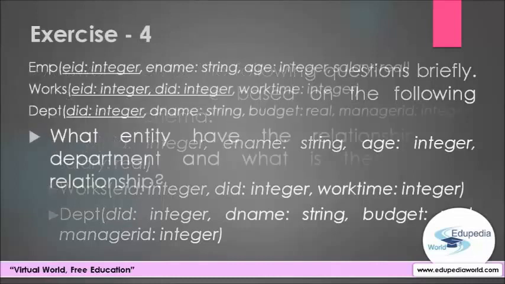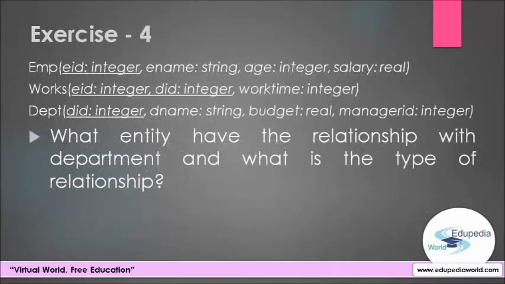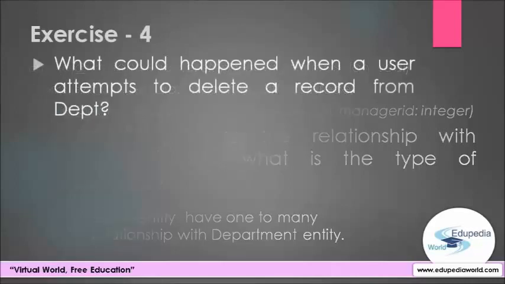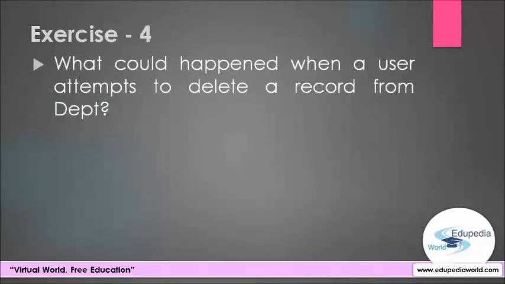Now the first question: what entity has a relationship with the department, and what is the type of the relationship? It's a simple question. The answer is the works entity, and the works entity has a one-to-many relationship with the department entity. And the second question, here is a tough one.